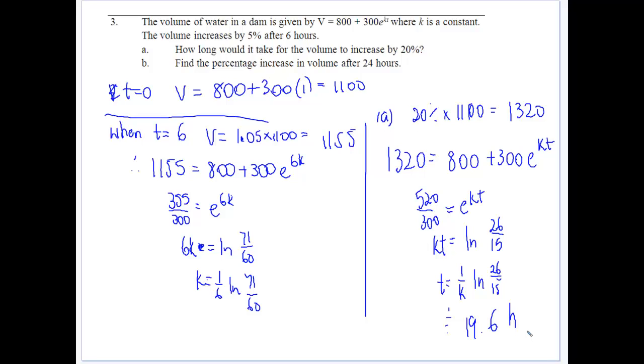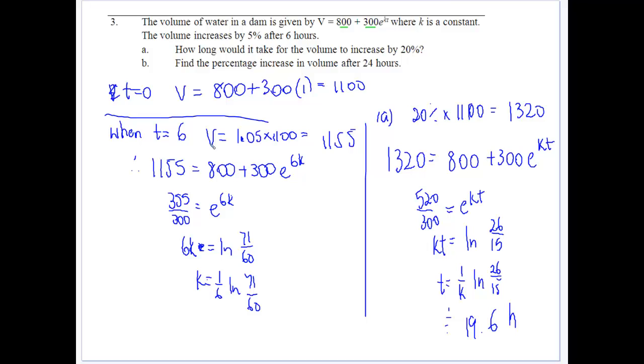Now, our problem this time, we have the function 800 plus 300 e to the kt. So we've got some values already in there, which makes life easier. All we would have worked out in the first part is the value of k. So the volume increases by 5% after 6 hours.